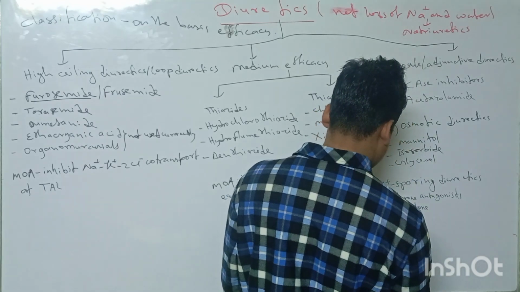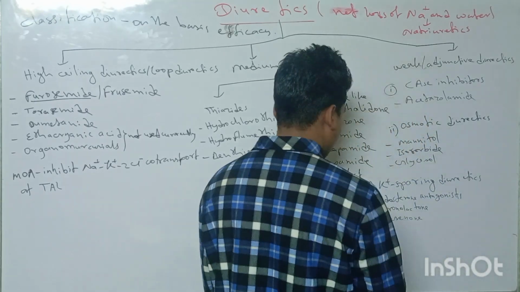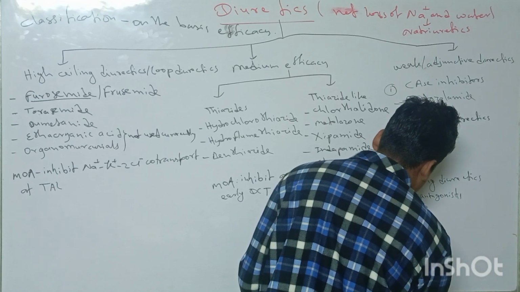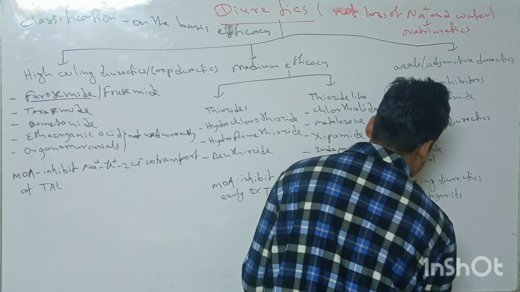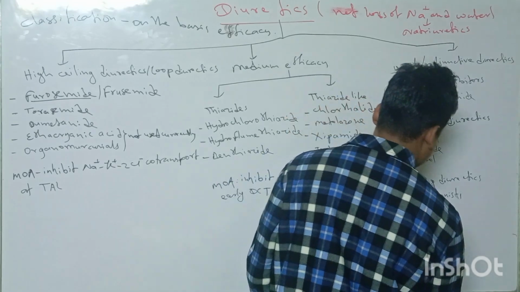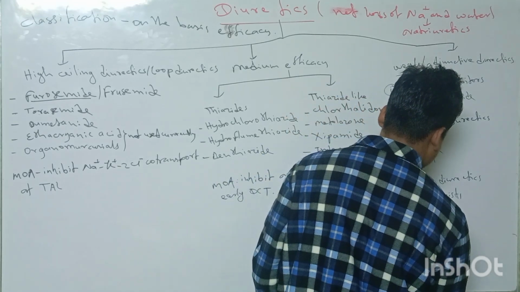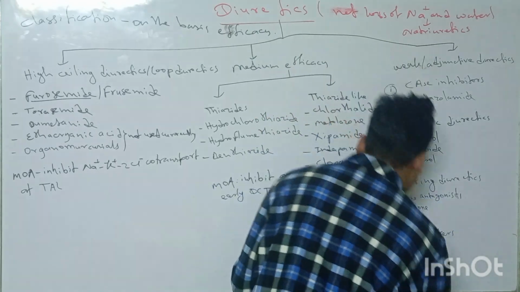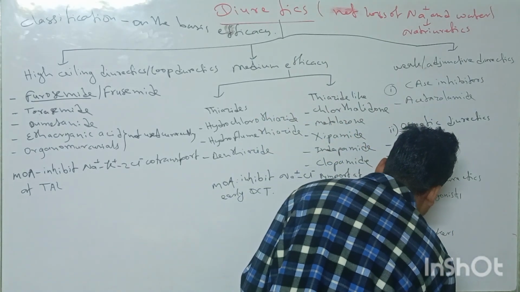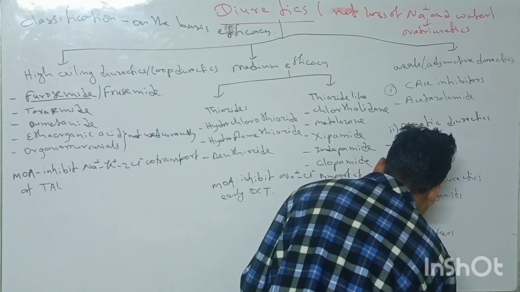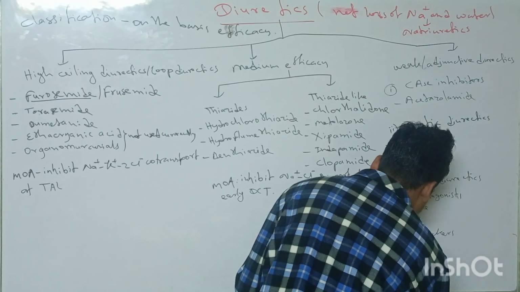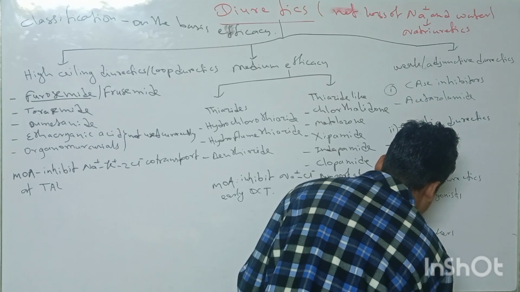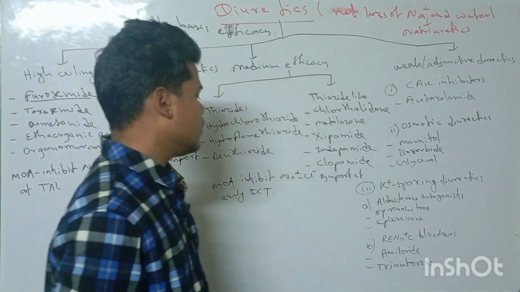B, remember, these are renal epithelial sodium channel, ENaC channel blockers. Examples: amiloride and triamterene.